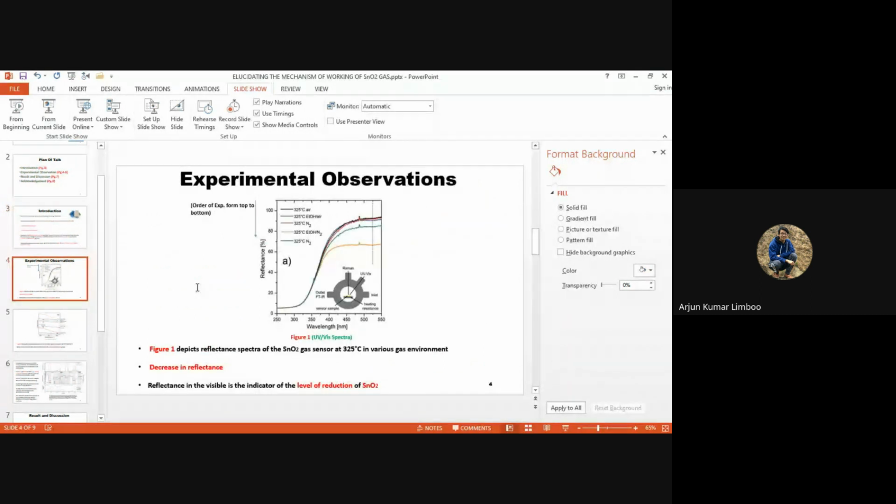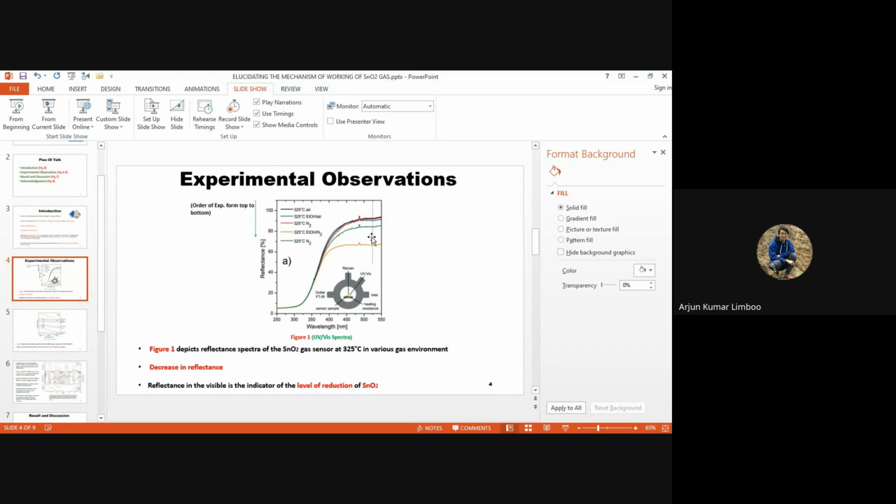So, experimental observation for this SnO2 gas sensor. This graph depicts the reflectance spectra of the SnO2 gas sensor at 325 degrees Celsius in various gas environments. This inset shows the experimental setup for multispectroscopy, and this legend shows the experimental order. As you can see from this graph, the reflectance drastically decreases as the gas environment is changed from oxidizing air to the reducing gas environment, ethanol and nitrogen.